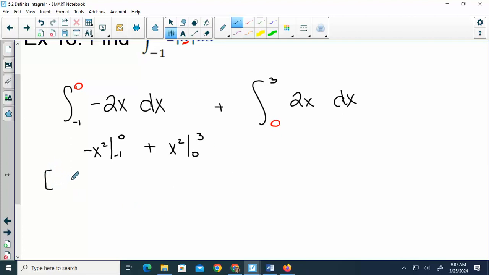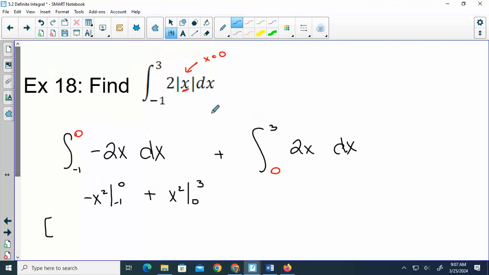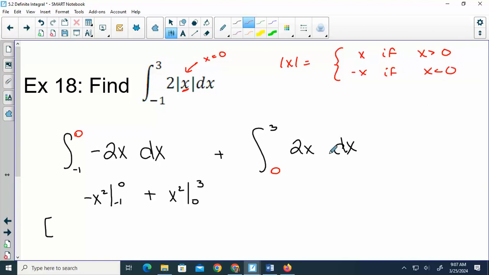So why was that 2x positive again? Because the absolute value didn't change it. So if we think about the definition of absolute value, you get the same thing you put in if you put in a positive. You get the opposite of what you put in if you put in a negative. Okay. So since these numbers, my limits were positive, the absolute value didn't change it. Okay. Other questions?